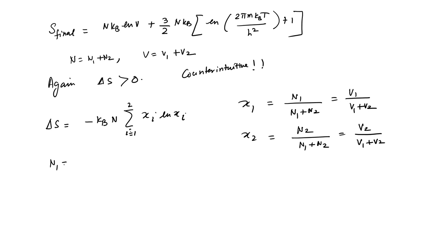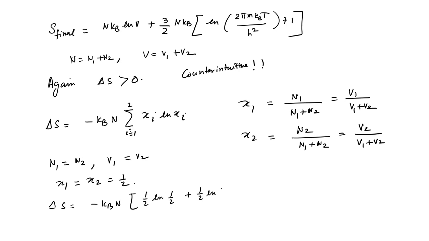So, just for a special case, let us take N1 equal to N2 and V1 equal to V2. So, X1 equal to X2 equal to half, and that tells us that delta S is equal to minus kN times half log half plus half log half. And that tells you that this is equal to nothing but nk log 2.